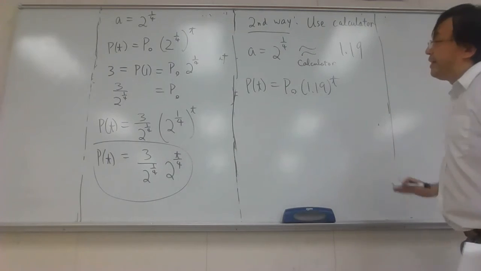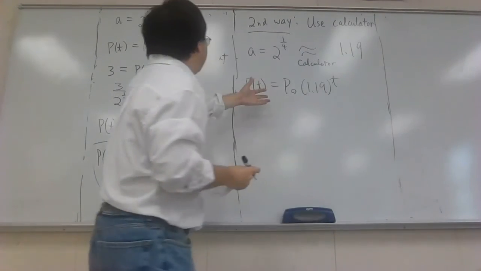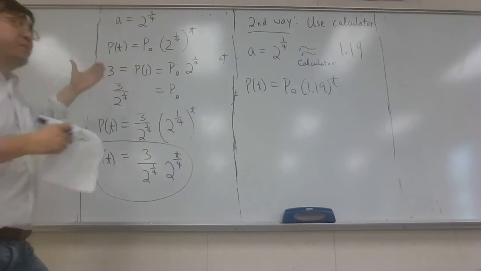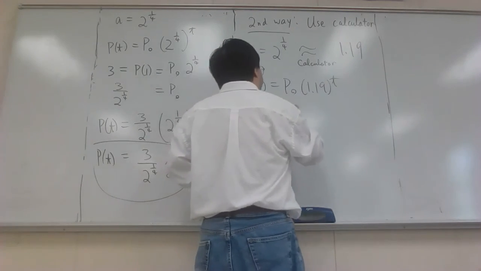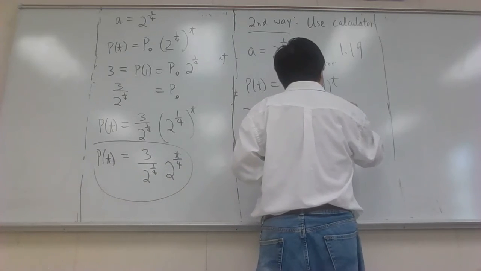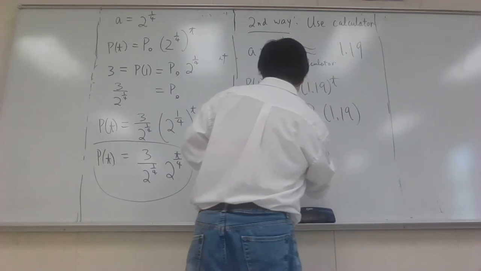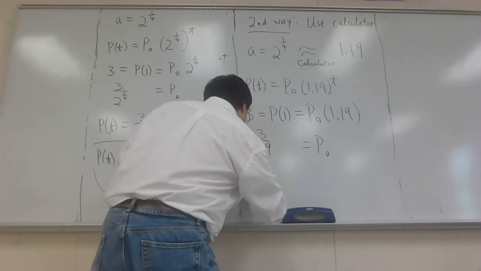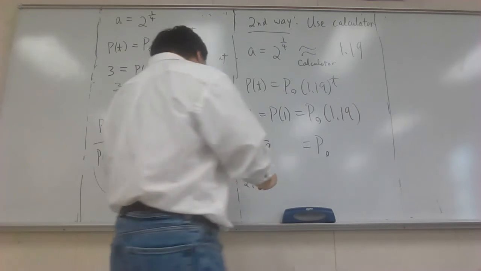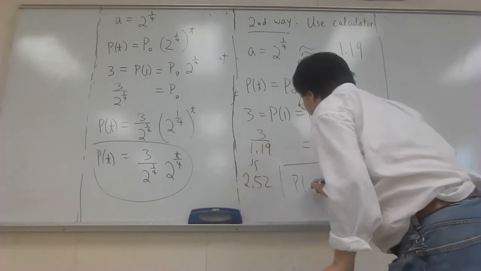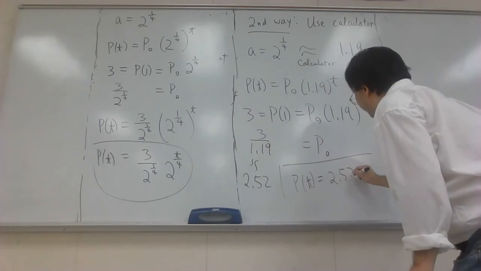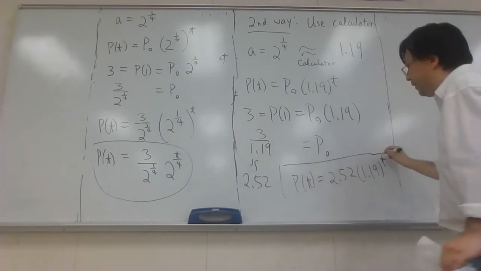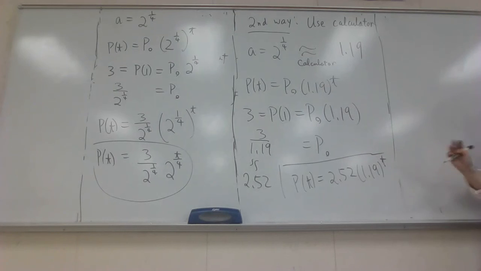And then to solve for p naught, you use one of the points. Let's say we use p1 is equal to 3. 3 is p1, so that's p naught times 1.19. So then p naught is 3 divided by 1.19, and that's approximately 2.52. So then the function becomes pt equals 2.52 times 1.19 to the power of t. So if you want, you can use a calculator and put it all in decimal form. And there are other equivalent ways too, which are equally legitimate.